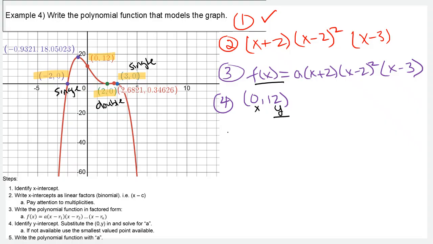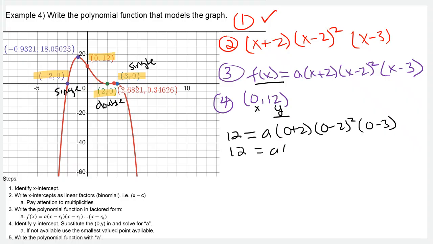So we have 12 equals a times 0 plus 2 times 0 minus 2 squared times 0 minus 3. That's going to give us 12 equals a times 2. Negative 2 squared is going to give us positive 4 times negative 3. Okay. We're going to divide by their product. So 2 times 4 is 8. 8 times negative 3 is negative 24. So we divide by negative 24. 12 divided by negative 24 means that your a equals negative 1/2.